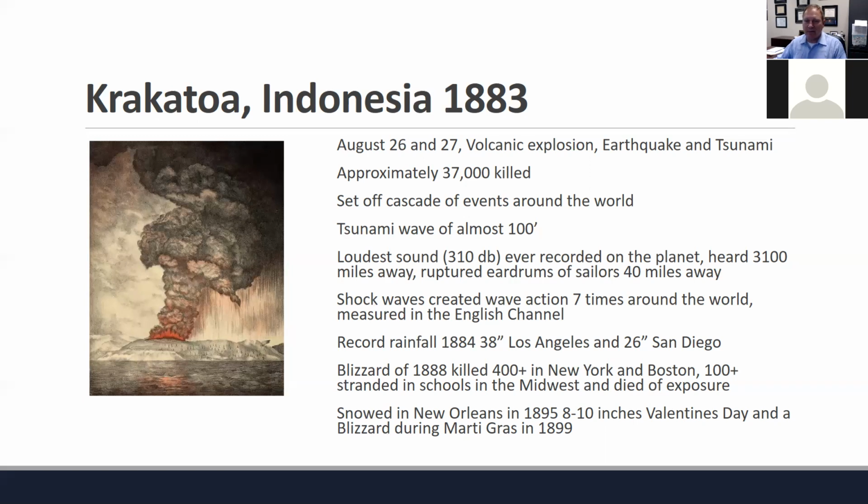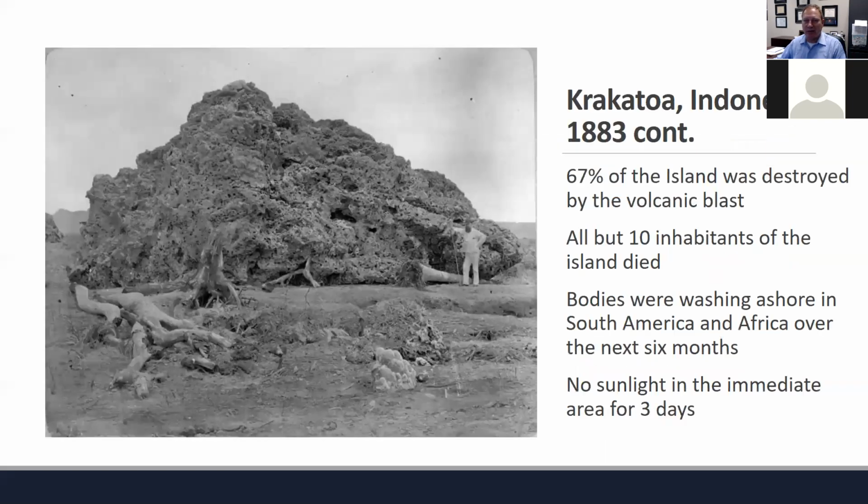I think I have some other images from Krakatoa. Yeah, 67% of the island was destroyed. All but 10 people who lived on the island were killed. Bodies washed ashore in South America and Africa over the next 6 months. No sunlight in the immediate area for 3 days.